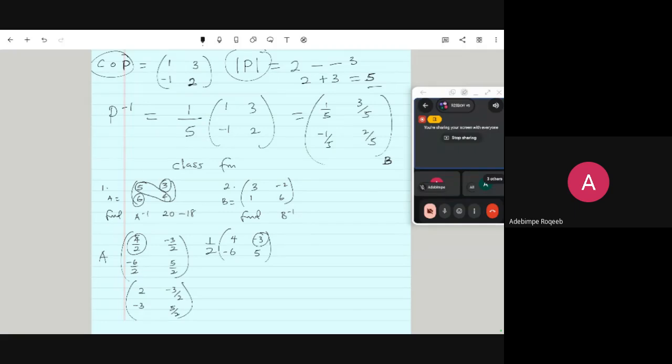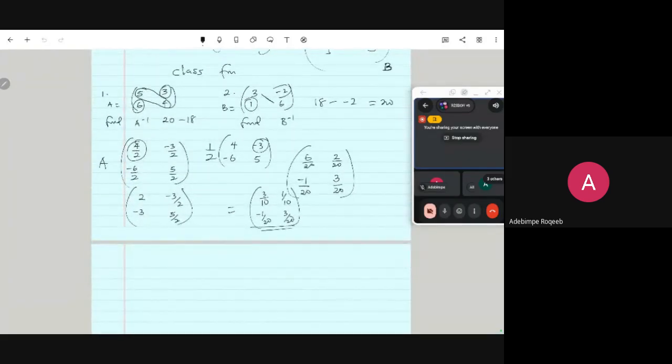Now, for the second one, again, flip this guy. 6 will go up, 3 will come down. This one, minus to give it minus, it becomes +2. This one, minus 1, give it minus, it becomes -1. That's the cofactor. Now, what's the determinant? 3 times 6, 18, minus -2 times 1, -2. That becomes 20. So 6/20, 2/20, -1/20, 3/20. And that becomes 3/10, 1/10, -1/20, 3/20. And that's the answer. Do you get it?